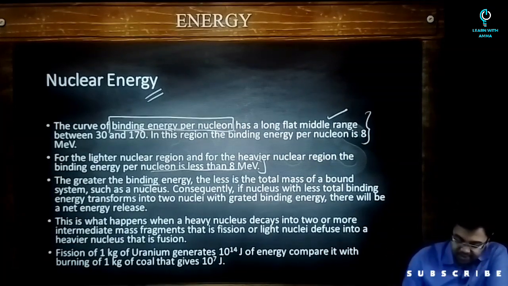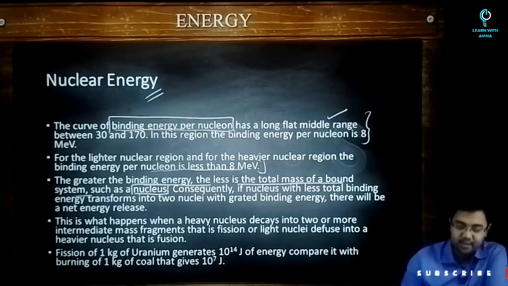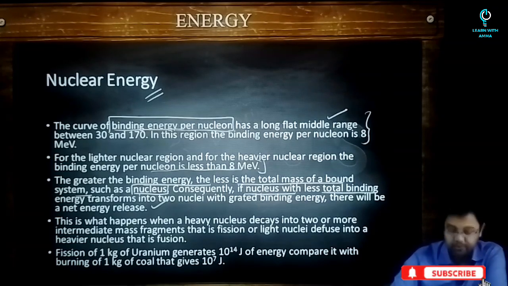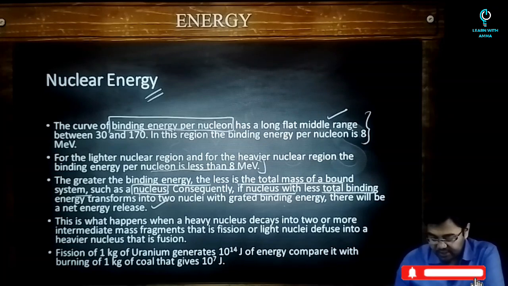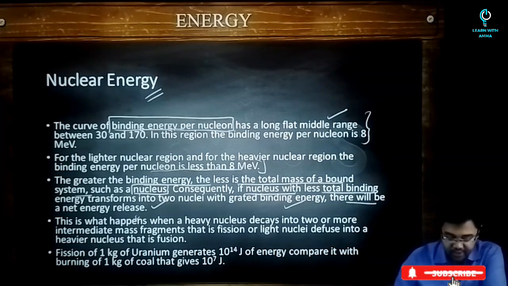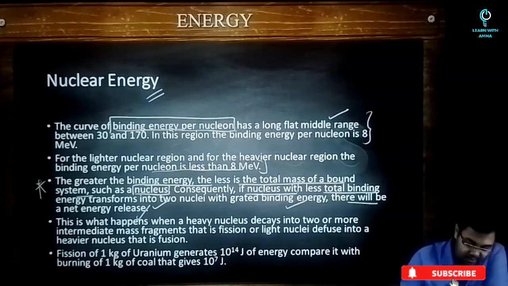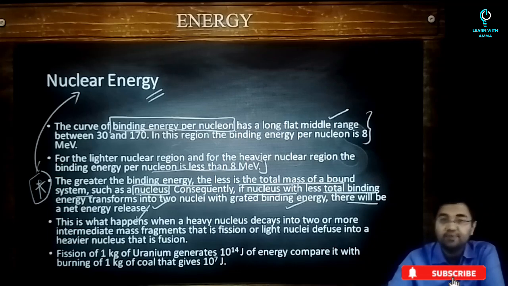So the greater the binding energy, the less the total mass of the bound system, such as a nucleus. So consequently, if a nucleus with less total binding energy transforms into two nuclei with greater binding energy, there will be a net energy release. And this net energy release, as we are seeing that it is of two types, is the main nuclear energy that we are talking about.